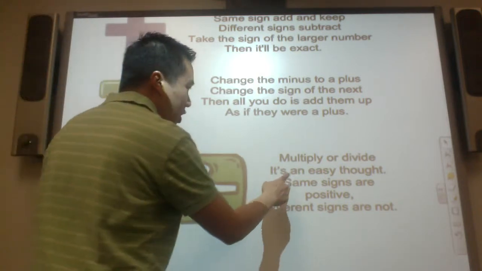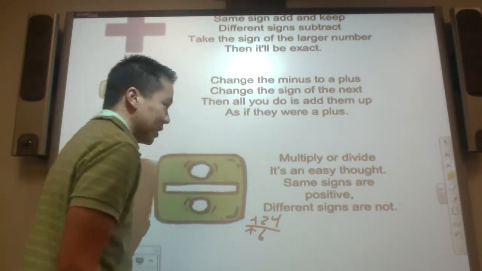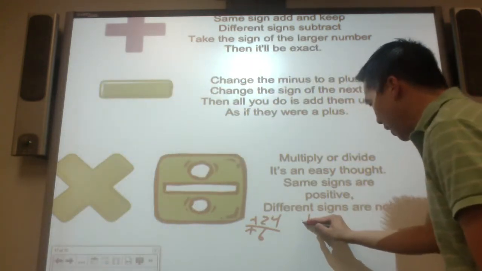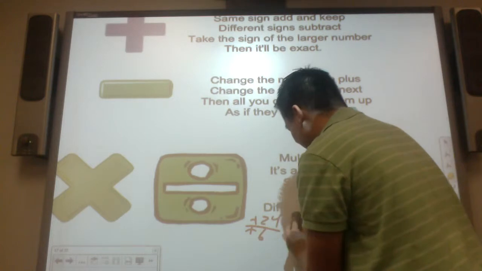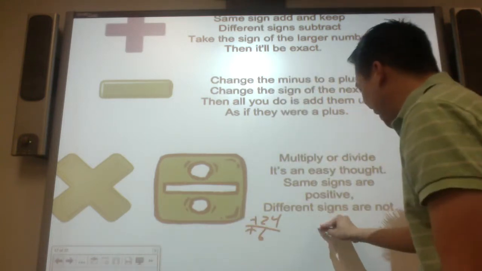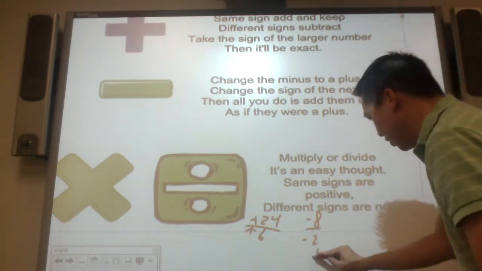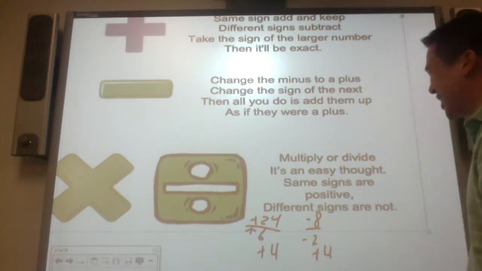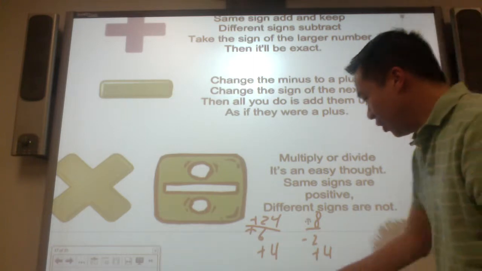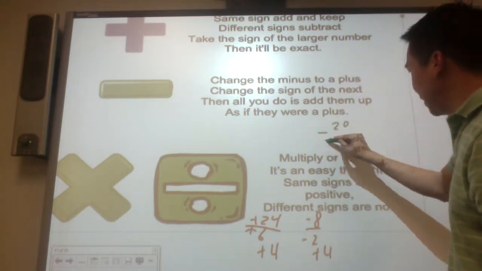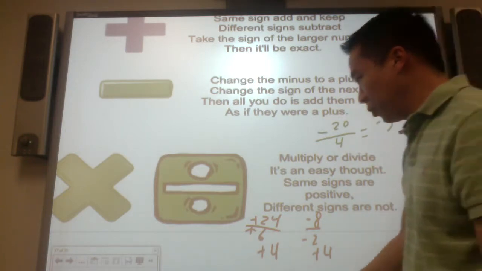So when the signs are the same, such as positive 24 divided by positive 6, it's going to be positive. Or we have negative 8 divided by negative 2, which would be positive 4. But when the signs are different, the answer will be negative. For example, you have negative 20 divided by 4. 20 negatives, you're putting it in 4 groups. It would be 5 negatives in each group.